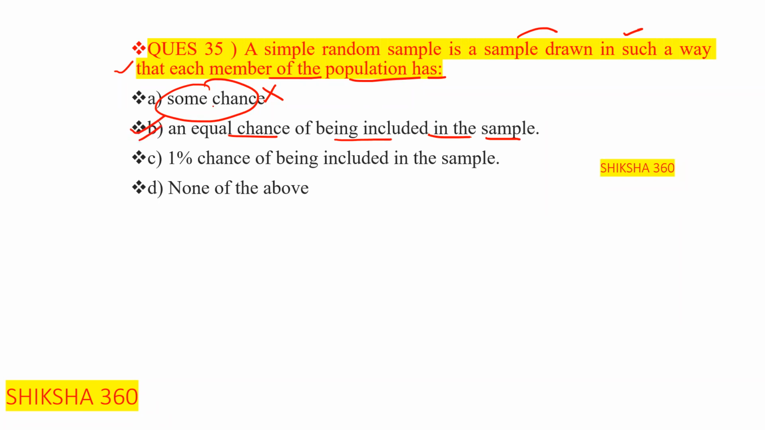But we have to go through the other options. The third one is a 1% chance of being included in the sample. This one is not. None of the above, this one is also not. So option B is the answer here.